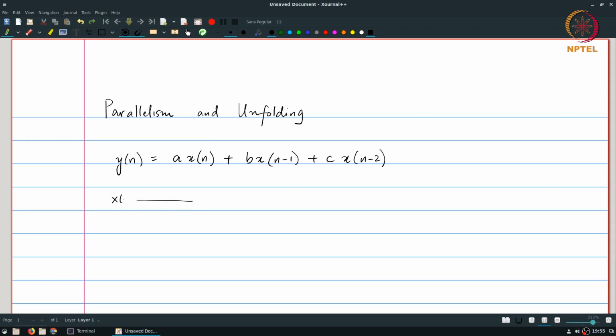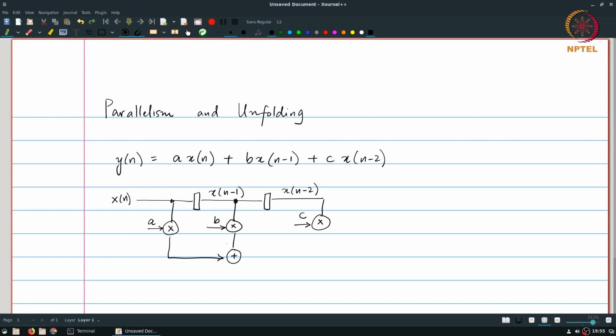The input would be x of n. By putting it through a delay element or a register, we would obtain x of n minus 1, and one more register would give us x of n minus 2. Now, of course, we need to multiply by the coefficients. So multiply by a, multiply x of n minus 1 by b, and x of n minus 2 by c. And now we need to add the results together, which can be done using a chain of adders like this. In other words, it's quite easy to see that this particular figure implements the equation that we have shown over here.